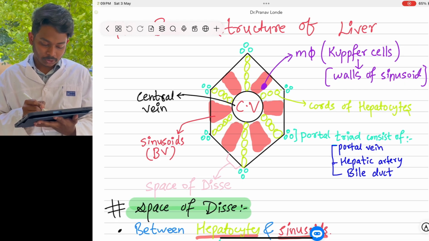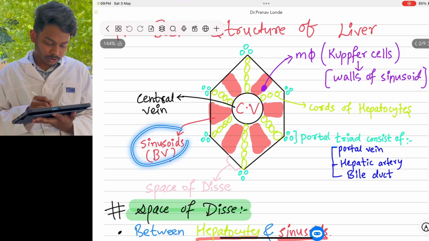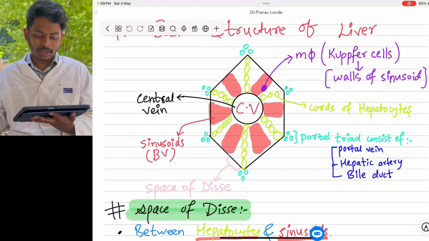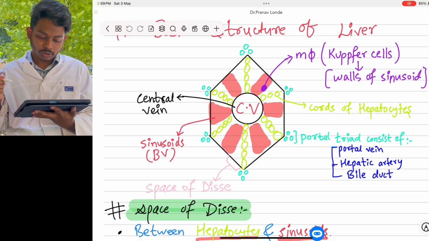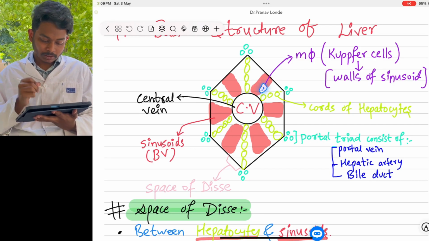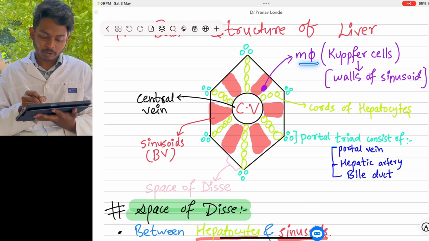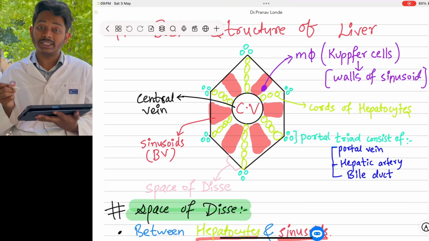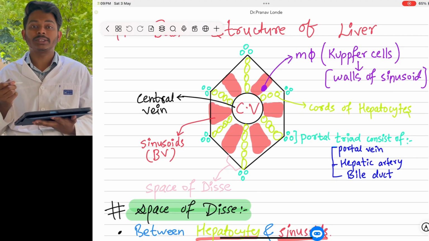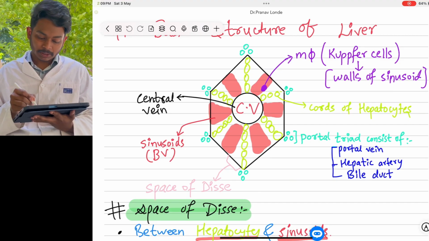Then adjacent to it we have the sinusoids, or the blood vessels, that means the blood vessels that are entering into the hepatic lobule. Then near the walls of the sinusoids we have the macrophages. These are a special type of cells present in the liver, and in the liver these macrophages are called Kupffer cells, which are present on the walls.